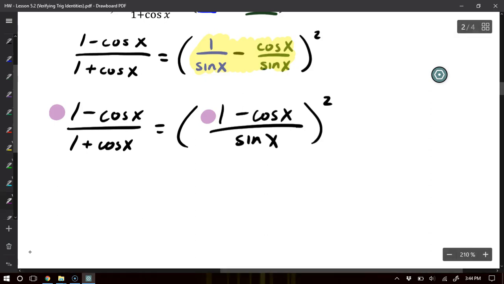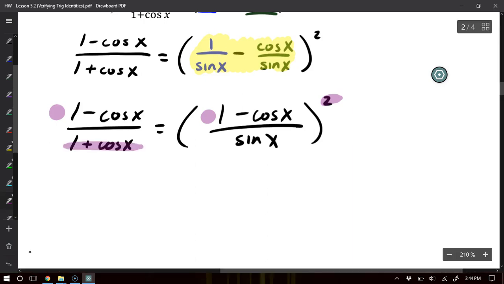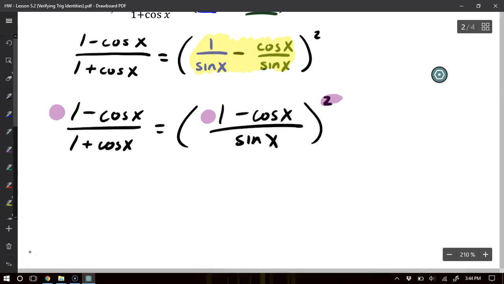The only problem I see is it's squared, and I don't like that. So something's going to have to happen to simplify that. And I want a 1 minus cosine x on the bottom. I have a sine x, so that doesn't work either. So I see there's one good thing right now, but there's two things I need to fix. And the question is going to be, how do I do that?